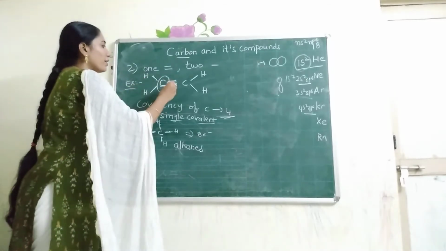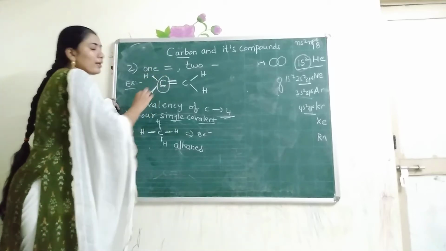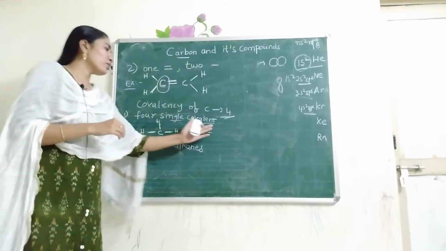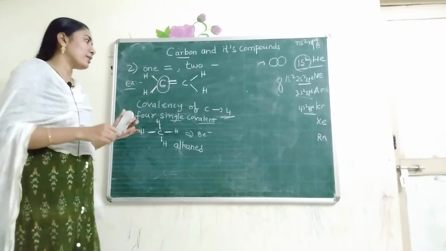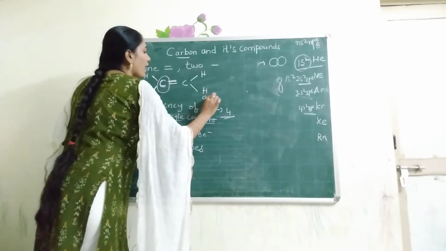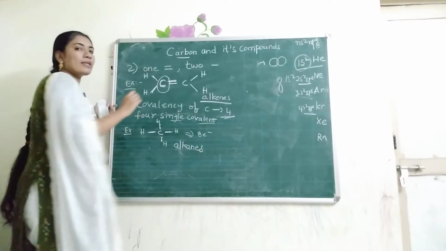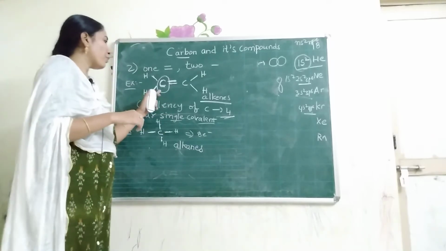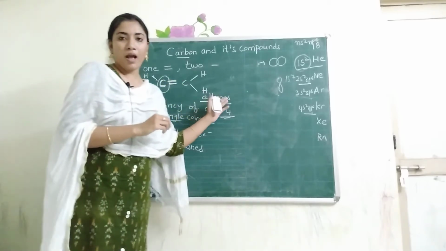Out of these 4 covalent bonds, one is a double covalent bond and 2 are single covalent bonds. Carbon either can form 4 single bonds or it can form 1 double bond and 2 single bonds. The compounds which contain C double bond C are called alkenes. I will tell the names of these compounds in the nomenclature.